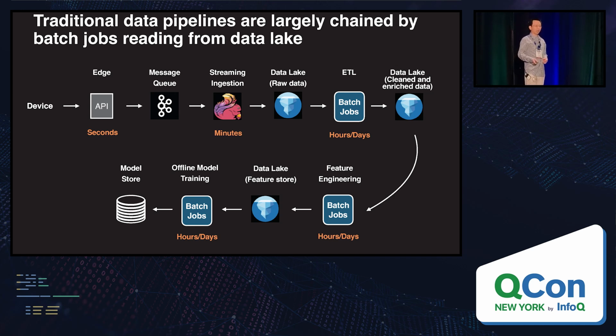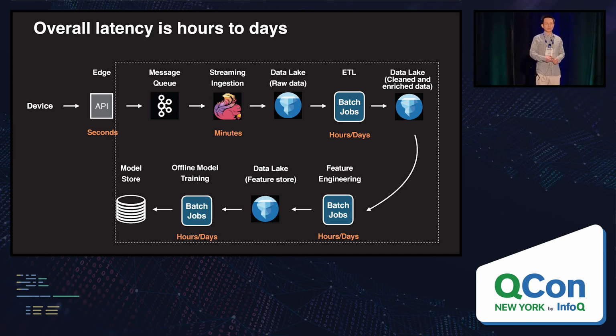After that, it's mostly batch jobs for ETL, feature engineering, and maybe offline model training. Those batch jobs are typically scheduled hourly or daily. So the overall latency is at least a few hours, if not days. We know latency matters for machine learning pipelines. The industry is increasingly shifting toward real-time machine learning for online learning and online inference. So how can we reduce the latency of our data pipeline?